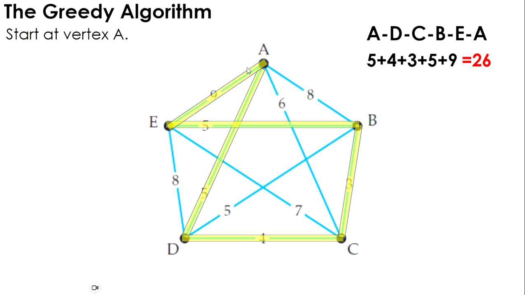Again, A going to D, of course, is the lowest, only 5, compared to A going to E, that's 9, A going to C, that's 6, and A going to B, that's 8. Then you follow that from D. You compare D going to E, that's 8, going to B, that's 5, then going to C, that's 4. Since 4 is the lowest, you go to C, and repeat the process until you get the Hamiltonian circuit using the greedy algorithm.